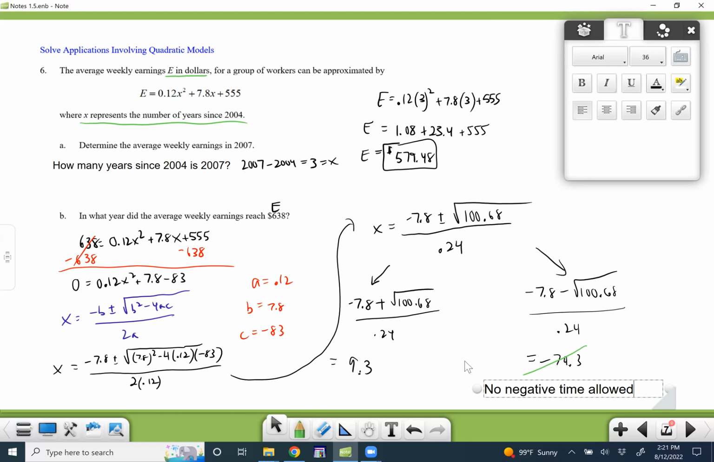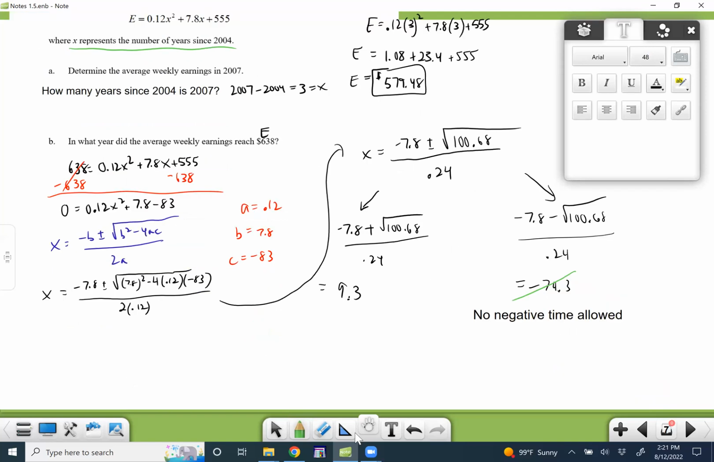All right. So 9.3, let's see what we're supposed to answer. In what year? Okay, so if it's been 9.3 years since 2004, right? If you go back up here to the directions. Okay, so 2004 plus 9 would be 2013. So we're somewhere in 2013, you guys. Let me make sure I write that out. 9.3 years since 2004 is 2013.